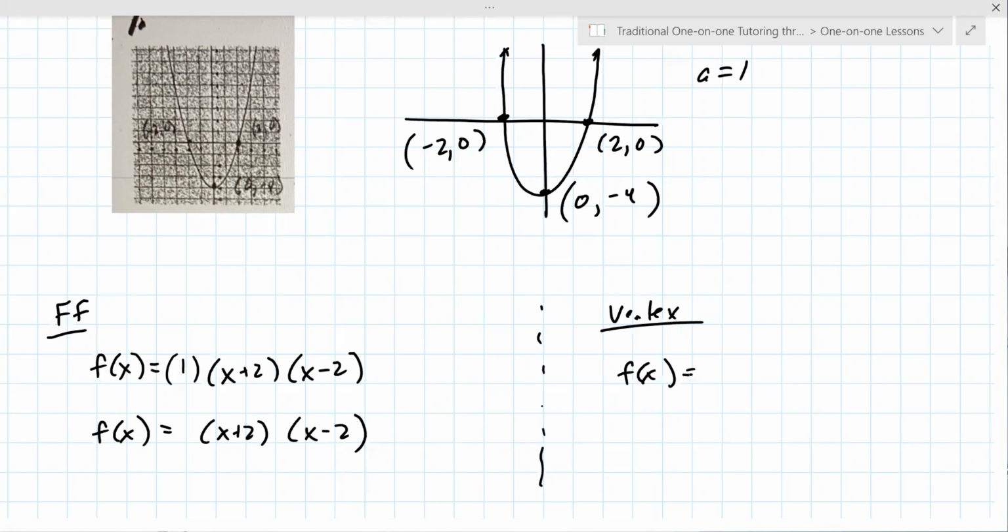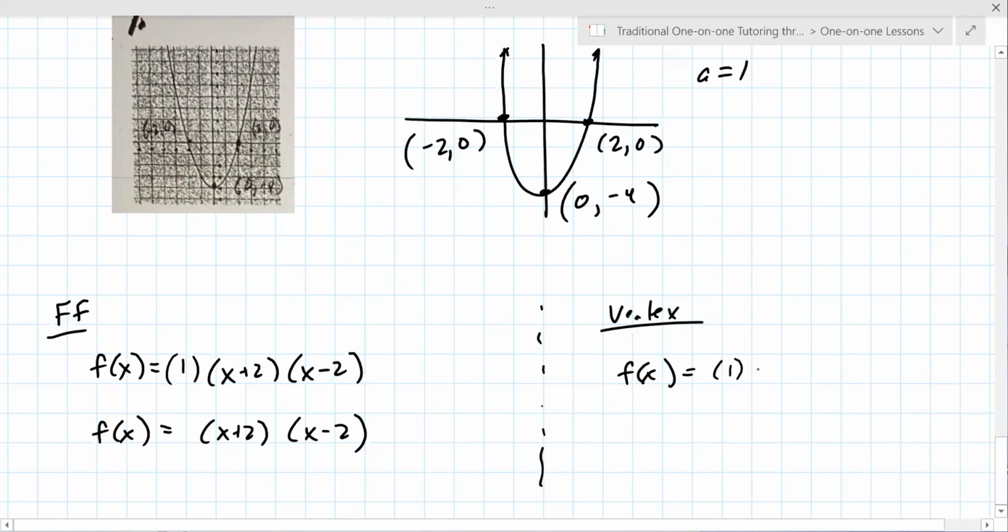Oh, and you only use the vertex, which is at the bottom, or it could be at the top. Good, that's a good connection to make. Vertex is y, not fx. So y equals a times x minus h squared. Okay, and if you have 0, -4, y equals 1 x minus 0 squared.